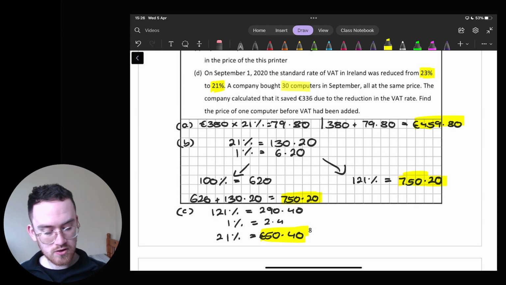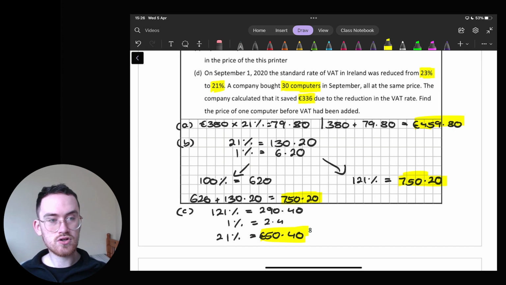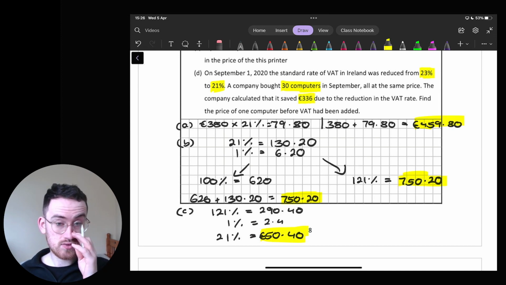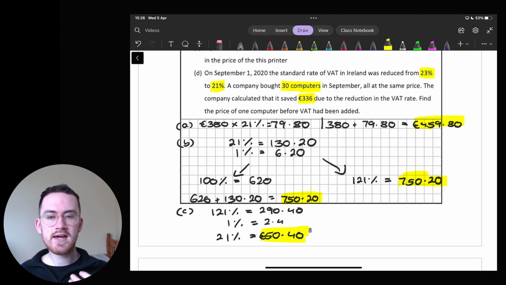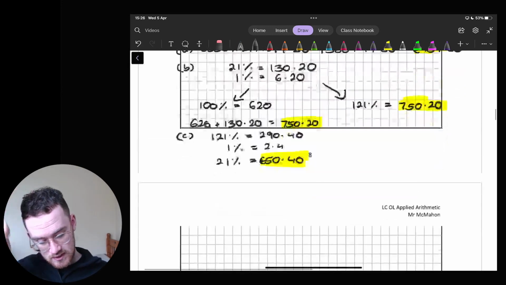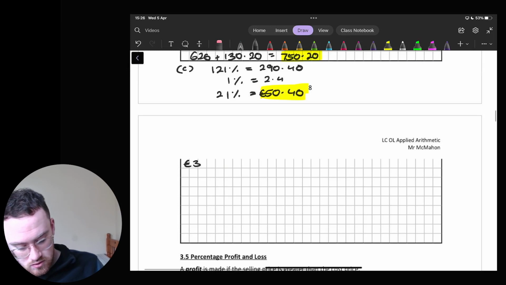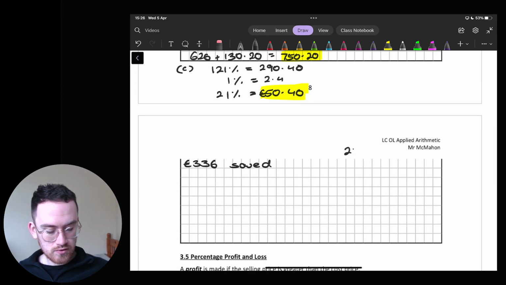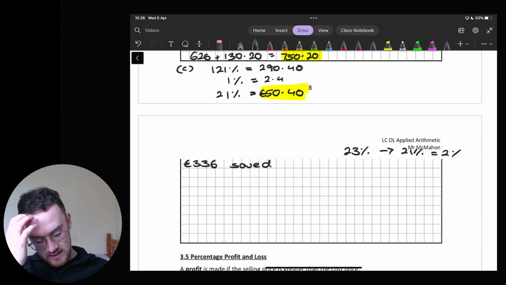A company bought 30 computers. They calculated they saved €336 due to the reduction in the VAT rate. Okay, so what they're saying is they had to pay less VAT than they expected, and they've saved €336 because of this. Okay, so let's have a look here. So €336 saved. How much less VAT did they have to pay when it went from 23% to 21%? So that was 2% less VAT.